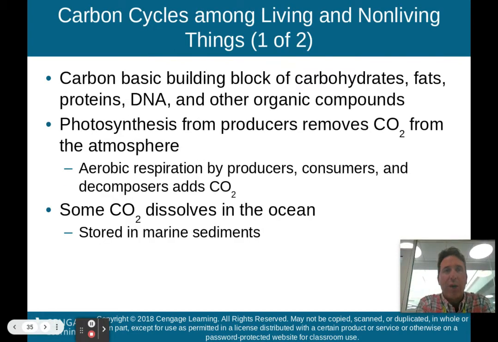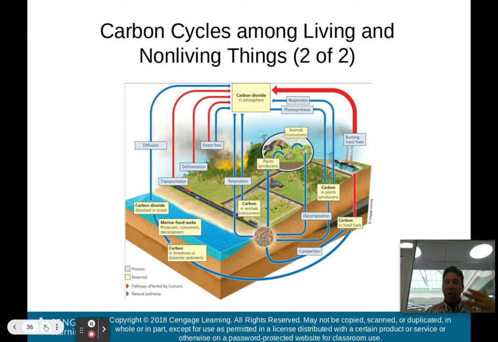Okay, next cycle we'll talk about is the carbon cycle, and carbon cycles among living and non-living things. Carbon is in the basic building blocks of carbohydrates, fats, proteins, DNA, and other organic compounds. Photosynthesis from producers, right, removes carbon dioxide from the atmosphere, and then aerobic respiration in our cells from producers, consumers, and decomposers add carbon dioxide back into the atmosphere. In addition, some of that carbon dioxide in the atmosphere is actually sequestered or dissolved in the ocean, and it's actually stored in marine sediments. Okay, so this is some of what we talk about with the carbon cycle.